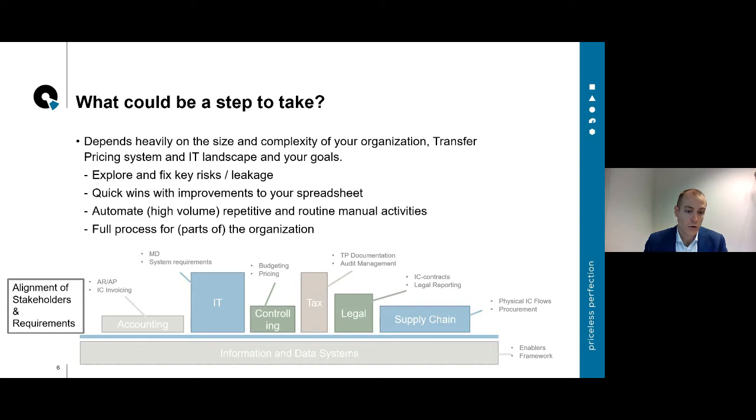Then moving on to Jonne. Jonne, what is your experience on how to start with such a process? And could you provide insight into a typical in-house operational transfer pricing flow?